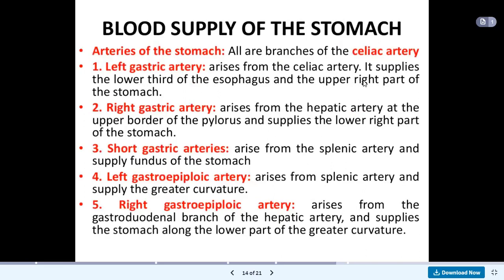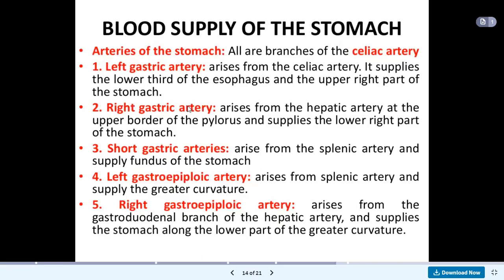The upper part of the right part of the stomach is supplied by the left gastric artery, while the lower part of the right part of the stomach is supplied by the right gastric artery. So the right gastric artery supplies the right part of the stomach, but the lower part of it. The upper part is supplied by the left gastric artery. So let's identify the right gastric artery.